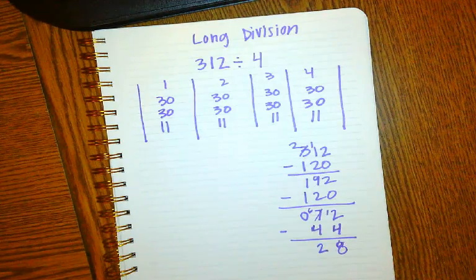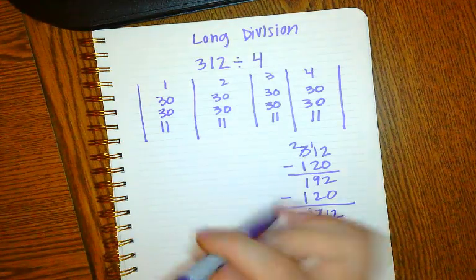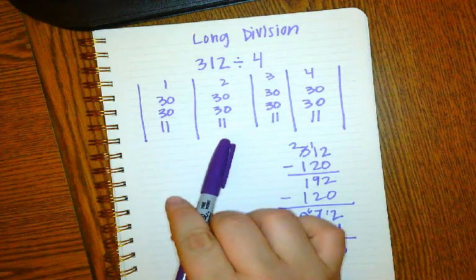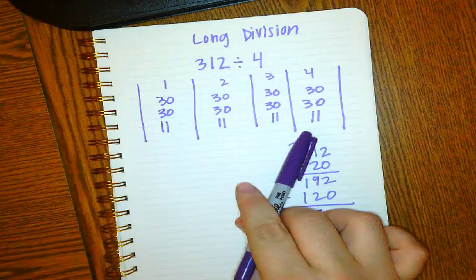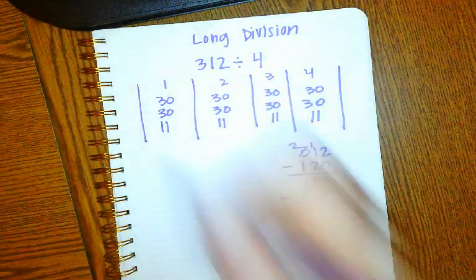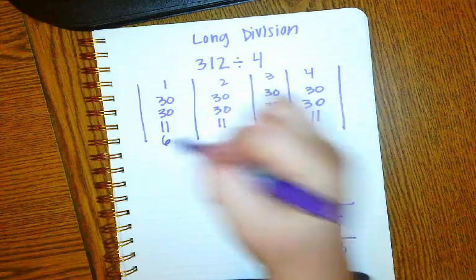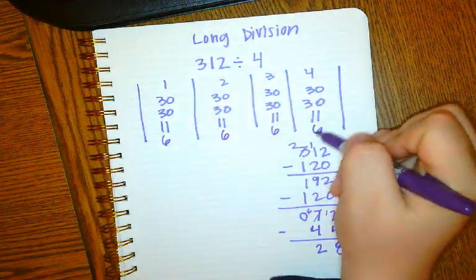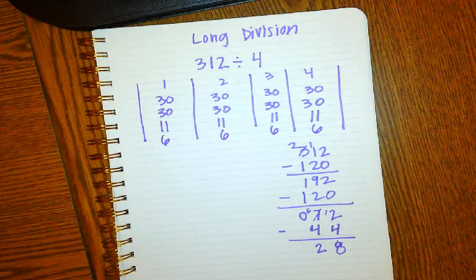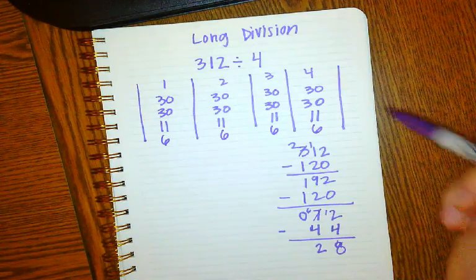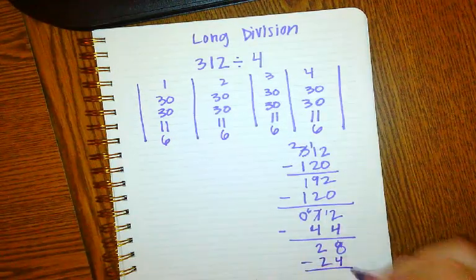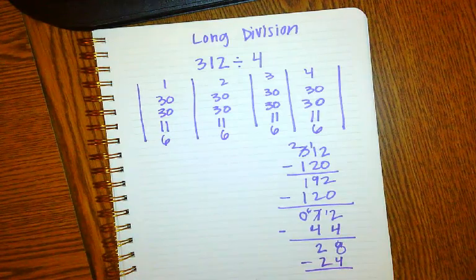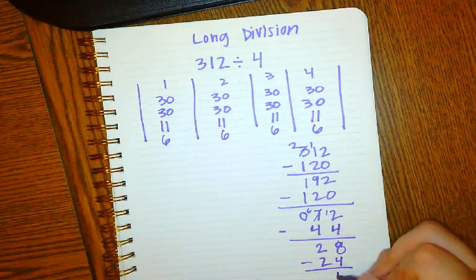Hunter, what do you think? 6. Let's try it. 6 plus 6 is 12. Plus 6? 18. Plus 6? 24. Can we do that? Yeah. Absolutely. So do it. Yes, we can. So we have 6 times 4, which we said was 24. And 28 minus 24 is? 4. Thank you. 4.